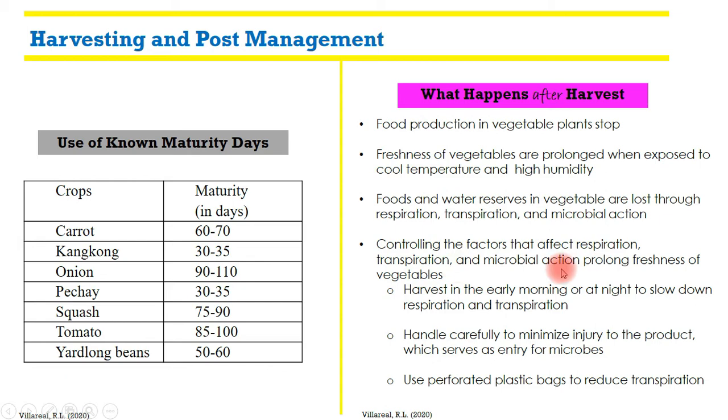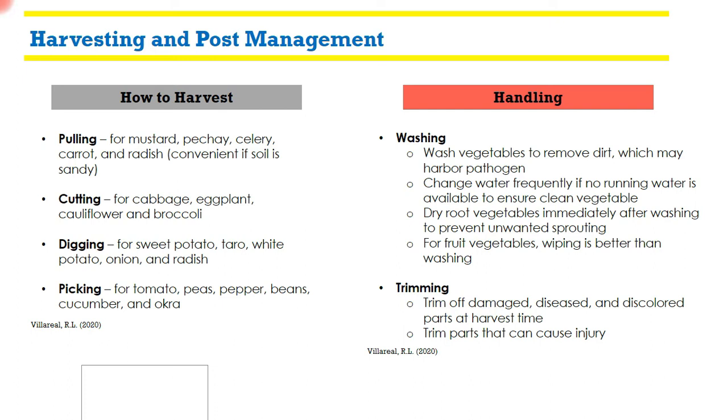So you can harvest in the early morning or at night to slow down respiration and transpiration. Handle carefully to minimize injury to the product, which serves as an entry for microbes. And use perforated plastic bags to reduce transpiration. So how to harvest? Here are some of the cultural practices and techniques.